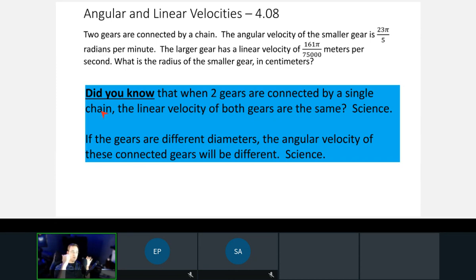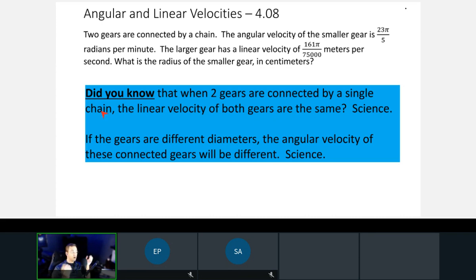Think about the chain, and then you pick a link, and you follow that link, and you're pedaling at the same speed. No matter if you're going around the big gear or the little gear, that link is moving at the same linear speed. So linear velocity, in this case, is meters per second. That link is going the same meters per second, no matter where it is going around those gears.